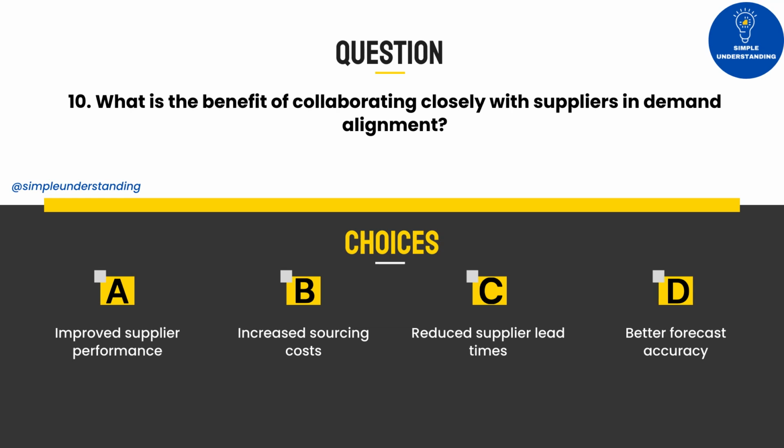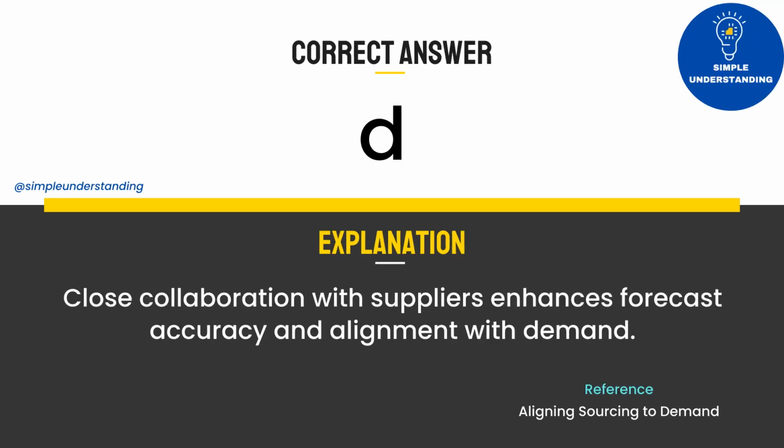Reduce supplier lead times. D. Better forecast accuracy. Correct answer D. Explanation. Close collaboration with suppliers enhances forecast accuracy and alignment with demand.